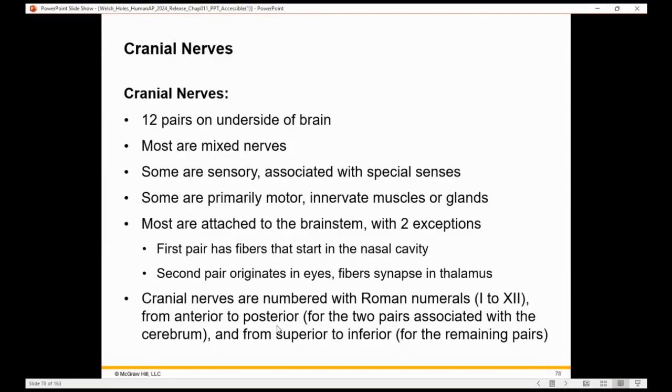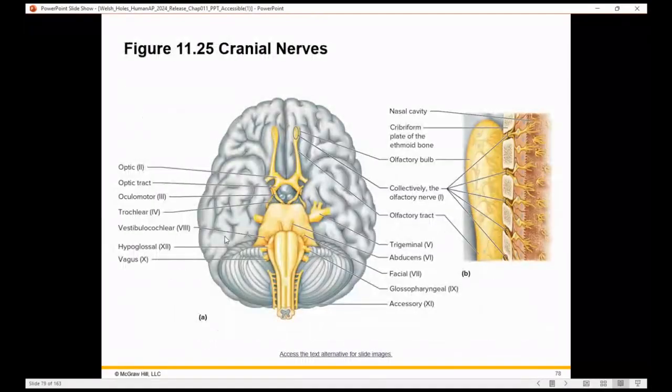The cranial nerves are numbered with Roman numerals 1 through 12, from anterior to posterior, for the two pairs associated with the cerebrum, and from superior to inferior for the remaining pair. Okay, and this figure shows you all of those cranial nerves, and you should get to recognize these. Know both the names as well as the numbers.